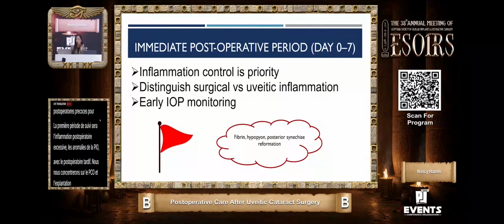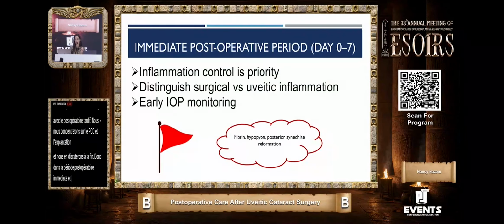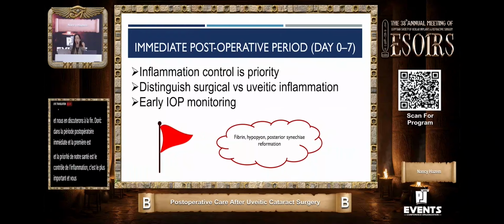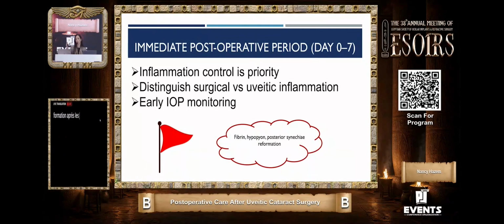So in the immediate post-operative period, which is the first week, our main priority is inflammation control. It's the most important, and the red flags are if you have a patient developing excessive fibrin, hypopyon, posterior synechia reformation after you cleared them during the surgery, and you need to distinguish whether this is only related to the surgery or this is reactivation of the uveitis according to the aggressiveness of the post-operative inflammation.